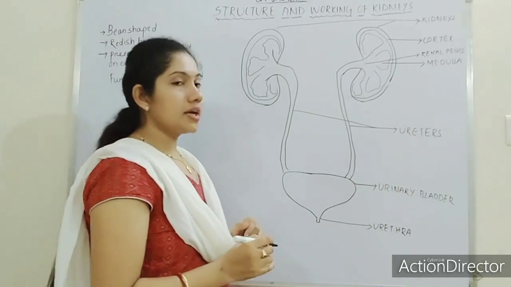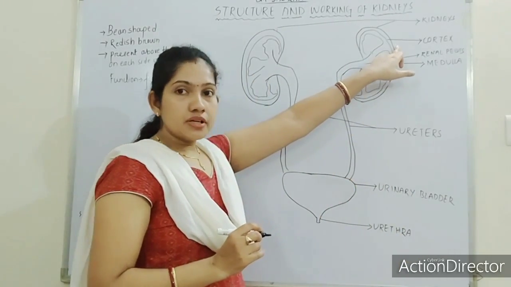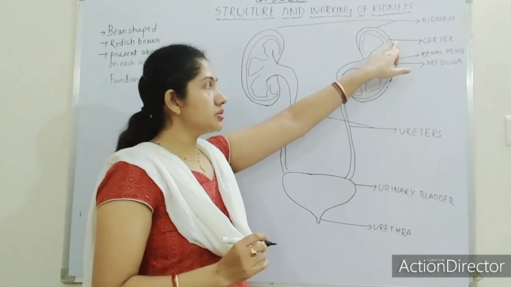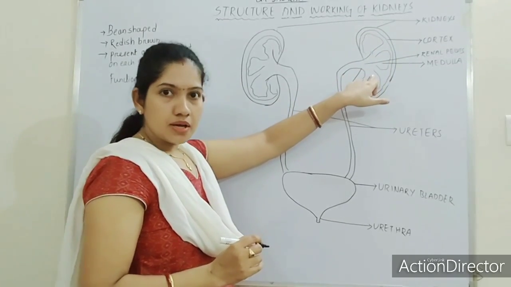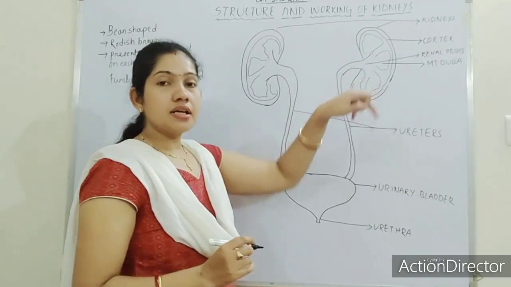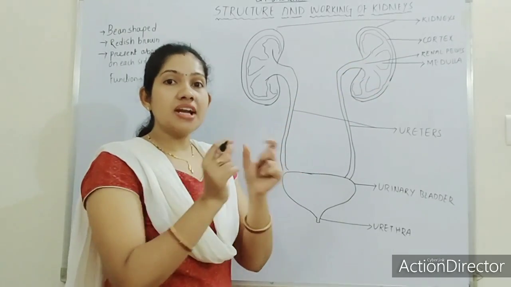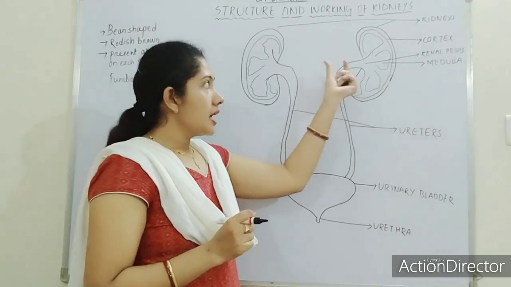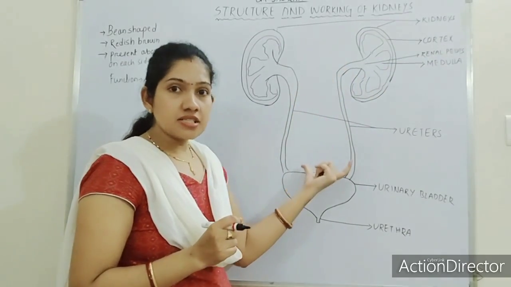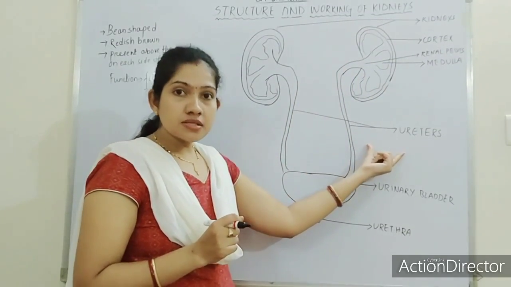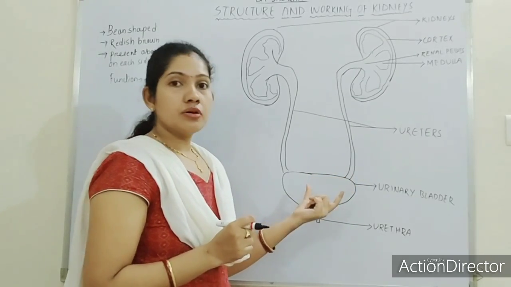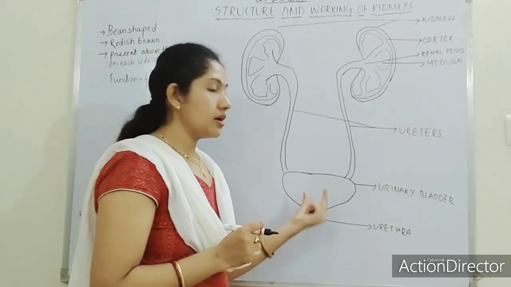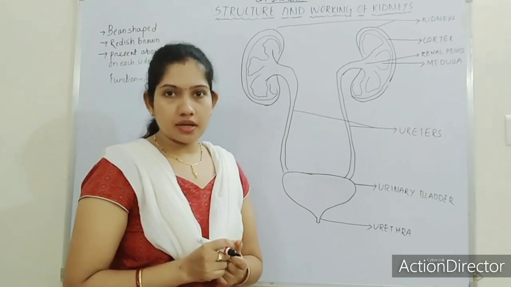Got it? Again, I am repeating the structure of the kidney. Outer cortex, inner medulla, and the curved part gives rise to two wide funnel shaped tubes called the renal pelvis. The renal pelvis extends down to form ureters. The ureters will be connected to the urinary bladder, and the urinary bladder has an opening called the urethra.